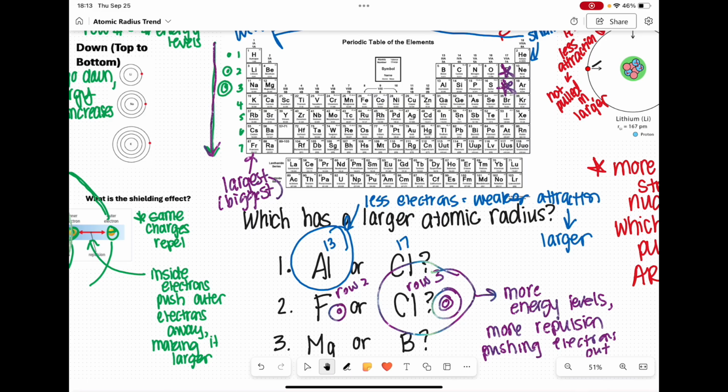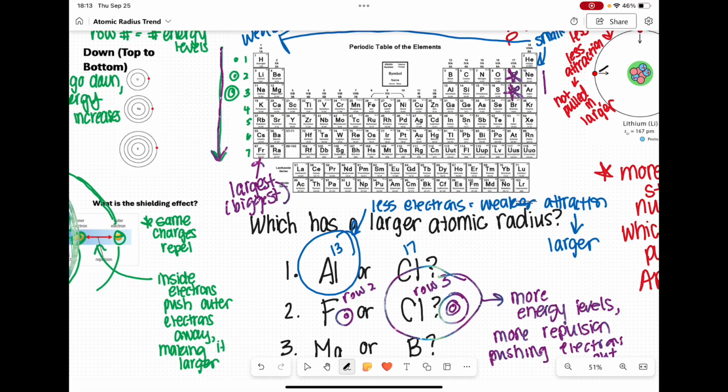You also could have figured it out because if we know it increases as we go down, our arrow is pointing to the one that's going to be bigger. And so it would be pointing to chlorine, which makes that one larger as well.